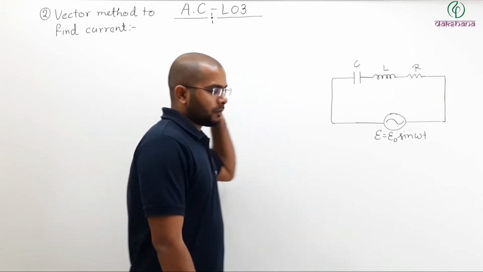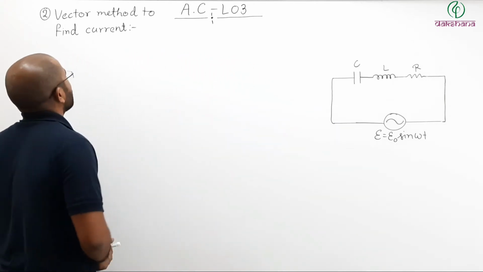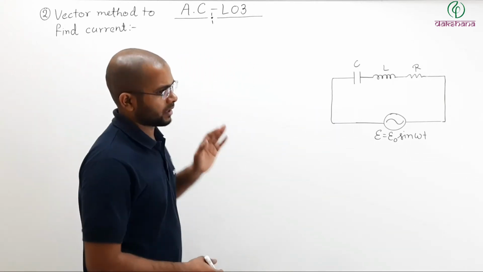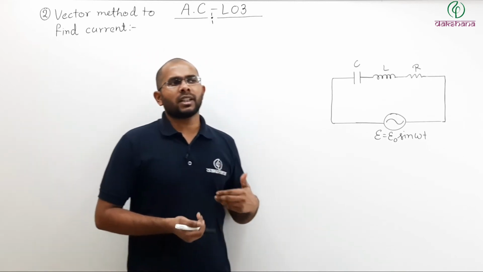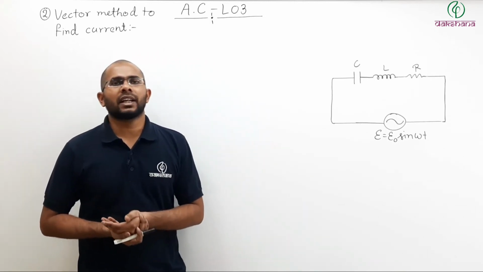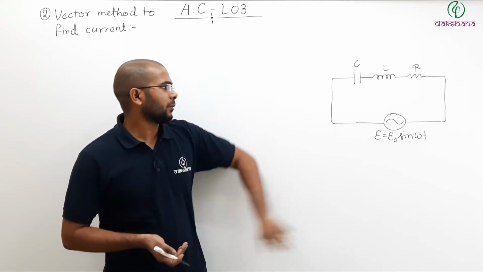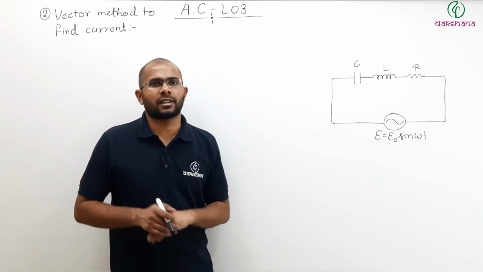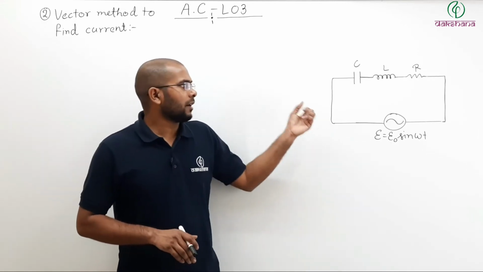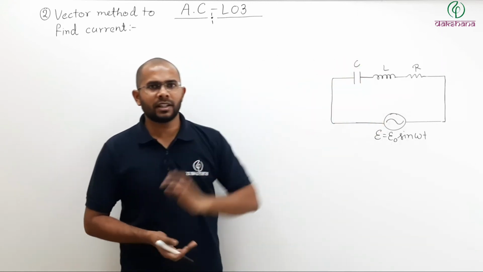Now in case of vector method, sometimes it is also written as phasor method, both are correct. It is nothing but a simpler way to find the current in an AC circuit. So for example, if I ask you what is the current in this circuit, then you will have to do a lot of differentiation, integration.